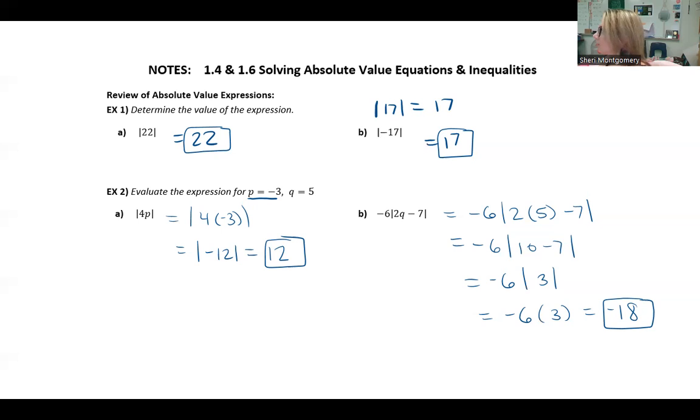Did y'all get the same thing so far? Absolute value. Yes, Keterin. Are you raising your hand? Oh, okay. Any questions so far?